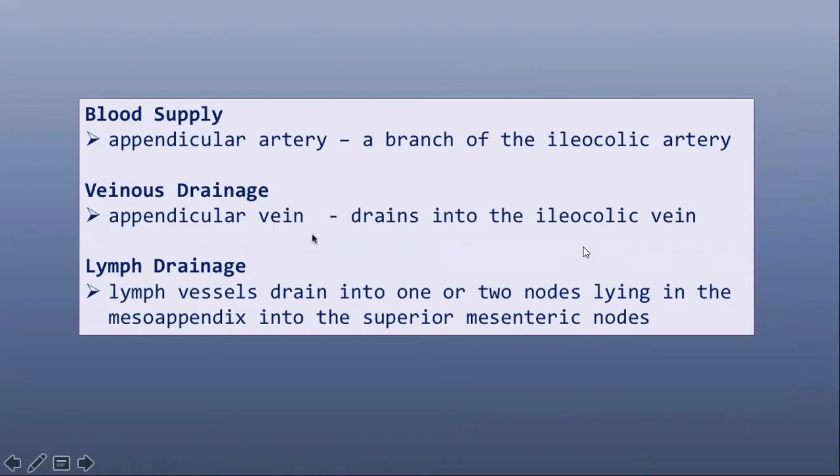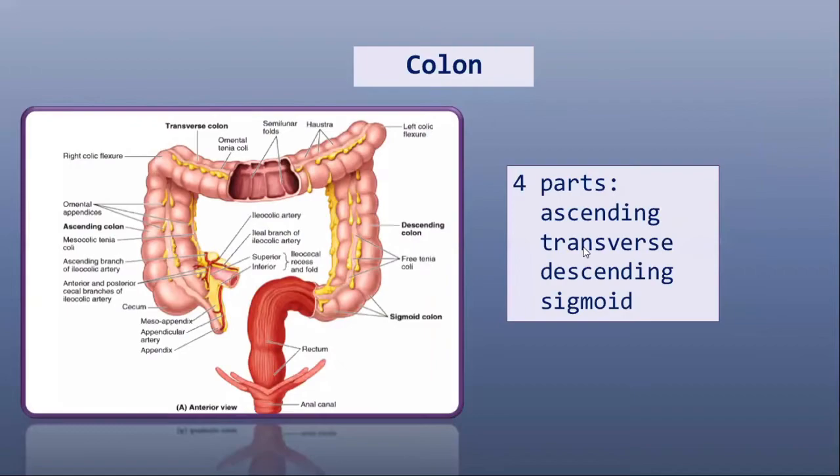Okay, so that would be your appendix. A very important clinical condition, of course, related to your appendix would be your appendicitis. Know the clinical presentation of your appendicitis. This is commonly asked in the exam. Next would be the colon.